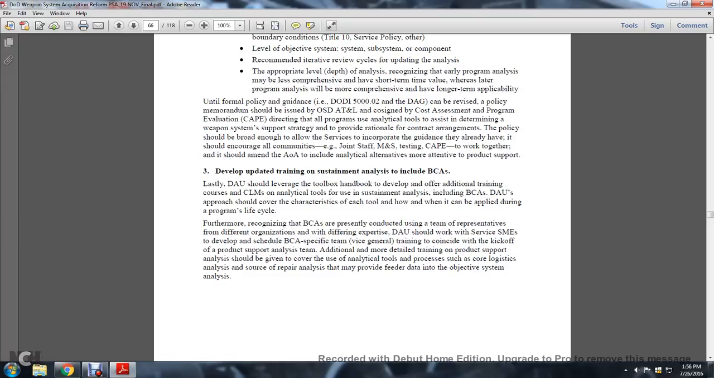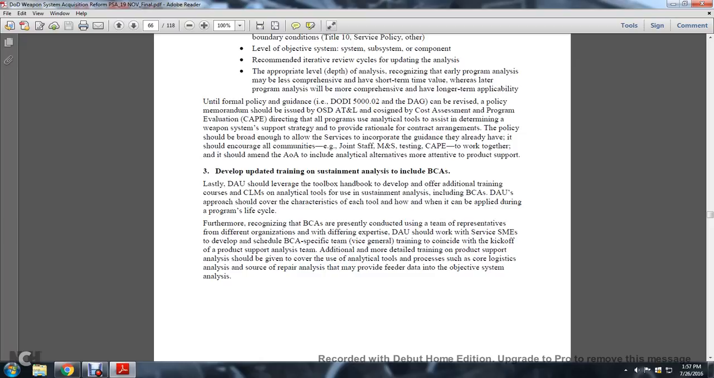Recommendation three: developing, updating, and training the sustainment analysis to include the business case analysis. Lastly, the DAU should leverage the toolbox to develop additional training courses, such as the CLM, on the analytical tools for sustainment analysis, including business case analysis. The DAU approach should cover the characteristics of each tool and how it is applied during the program's life cycle. For recognizing that the business case analysis is presently done using a team representing different organizations and different expertise.